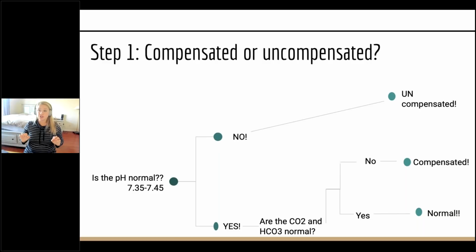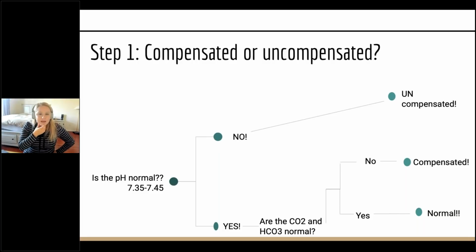If my pH is 7.8, compensated or uncompensated? What do you guys think? Uncompensated, absolutely, you got it right. You don't have to think about it any further. It's uncompensated. It's out of normal range, done.